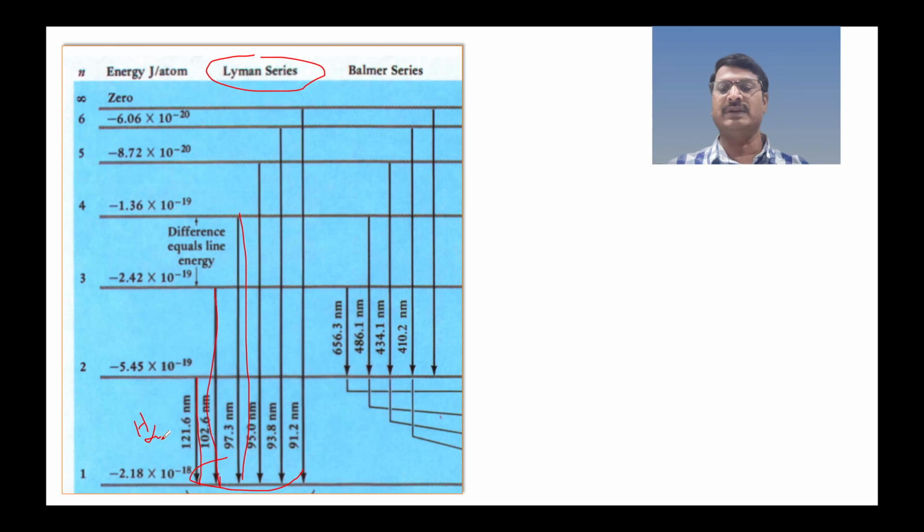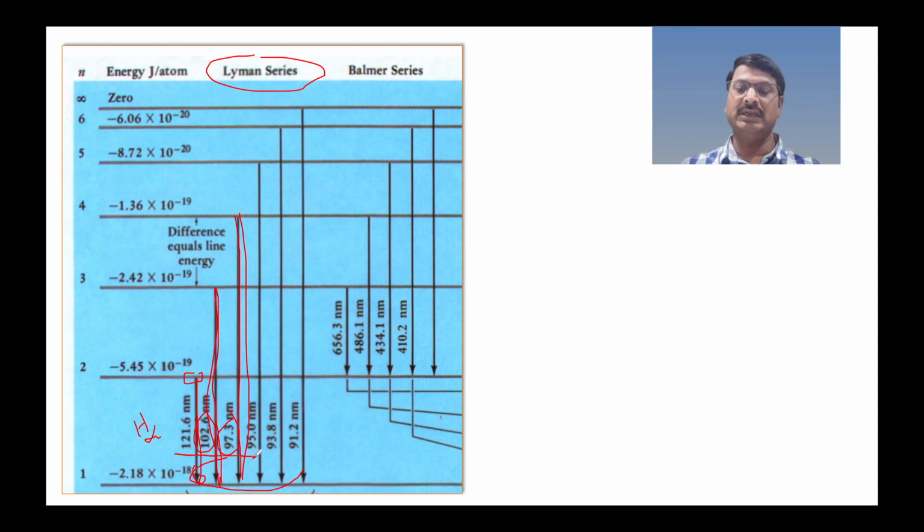What is the meaning of the first line? Second energy level to first energy level. If you substitute the NI value as 2 and NF value as 1, that is called the H alpha line. The H alpha line wavelength is 121.6 nanometers. Similarly, when the electron comes from the third energy level to the first energy level, it is called the H beta line. Its wavelength is 102.6. If the electron comes from the fourth to first, the wavelength is 97.3.